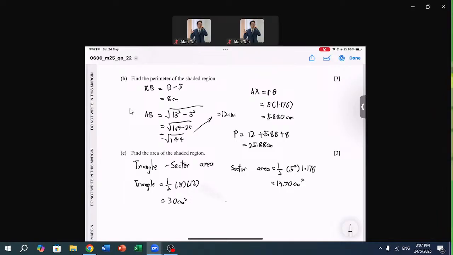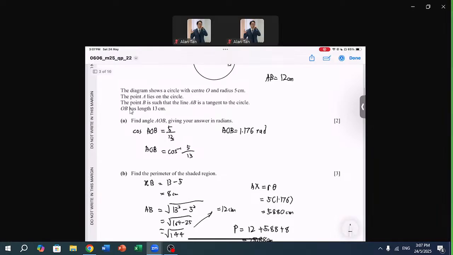This means that the shaded region equals 30 minus 14.7, giving me 15.30 centimetres squared.